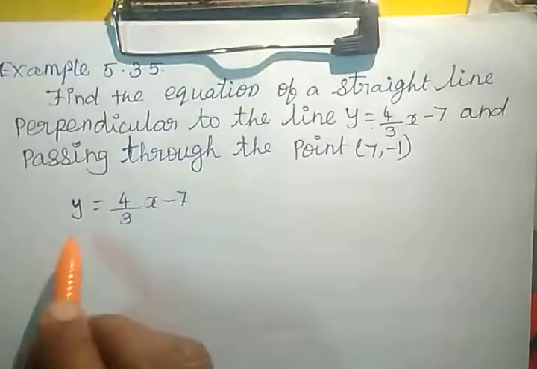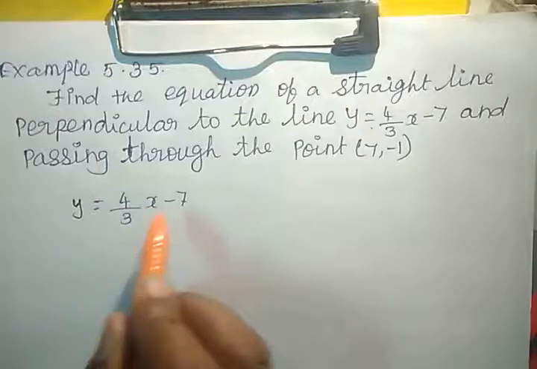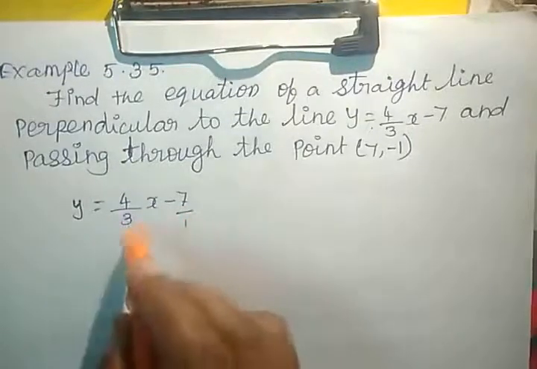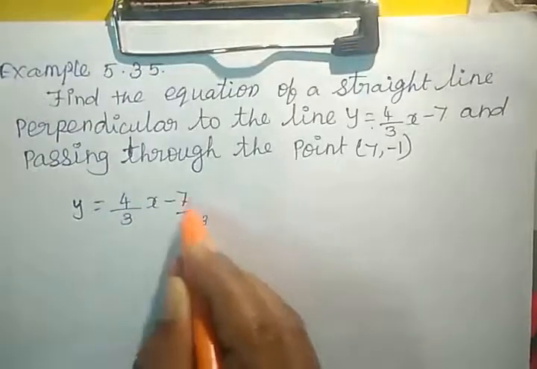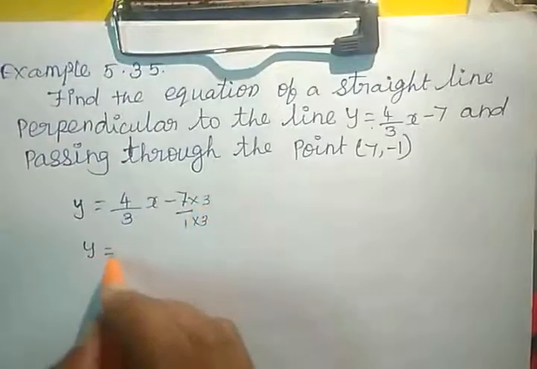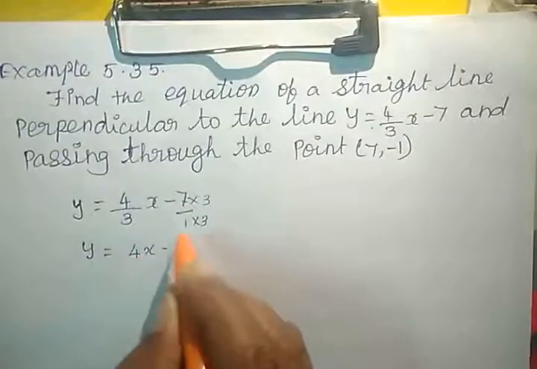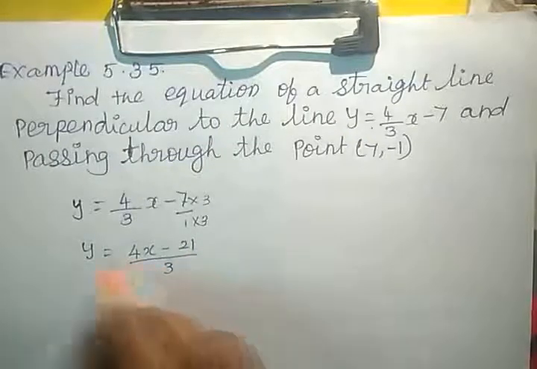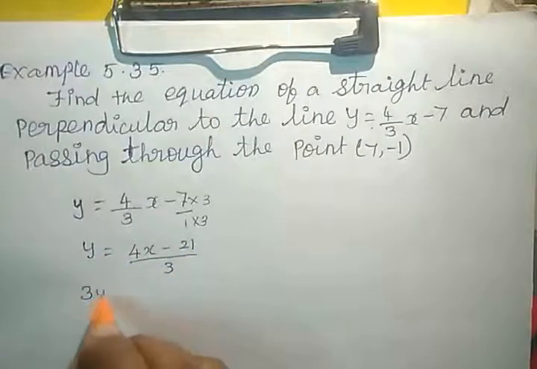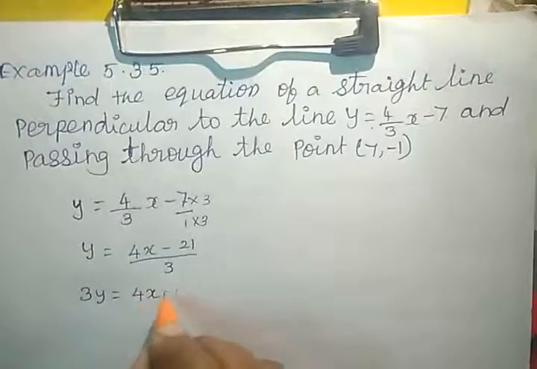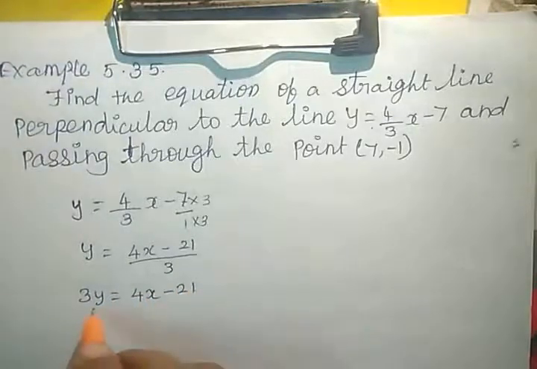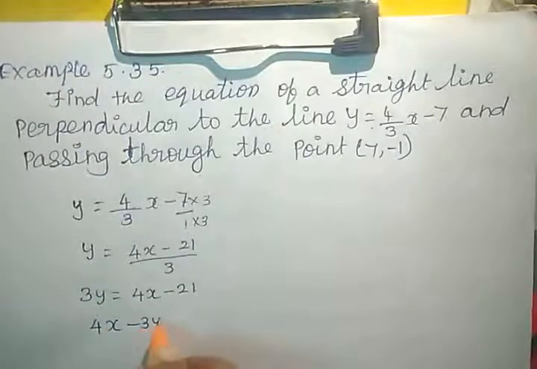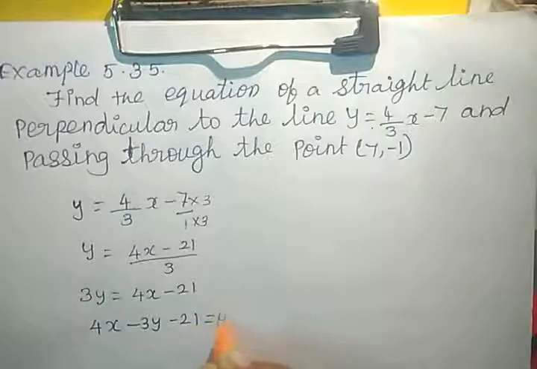So the given line is y is equal to 4 by 3 x minus 7. The denominator is 1, so take the LCM. Here 3 is there, so multiply by 3. 3y is equal to 4x minus 7 threes are 21. That is 3y is equal to 4x minus 21. And 3y also bring to the right side. So that is 4x minus 3y minus 21 is equal to 0.